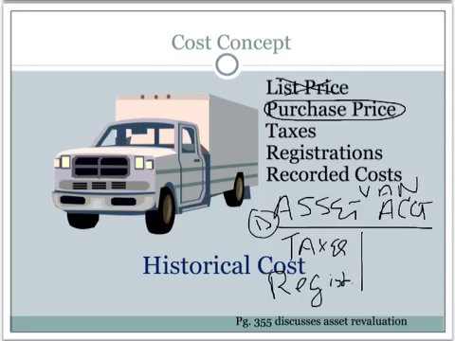It doesn't matter what the list price was. And we would also include any cost involved with the registration, the title, recording, etc. So that is the cost concept. And for U.S. accounting, for this course right now, the historical cost of the asset is what is on your books until you sell the asset.